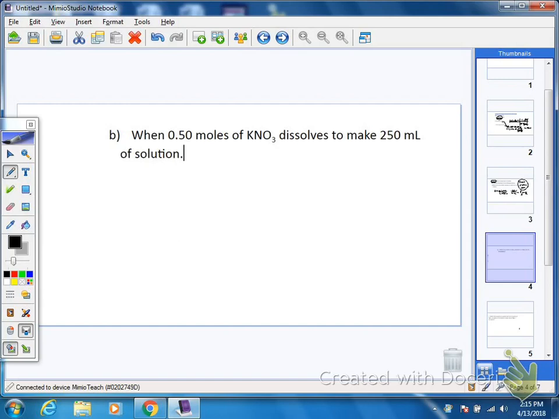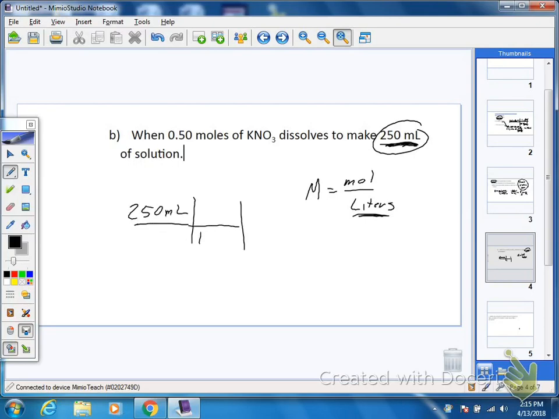This one has milliliters, and if you notice, molarity is equal to moles over liters. Well, this is milliliters. We can't leave it in that, so we'll just take 250 milliliters and get it into liters. And we know there's 1,000 milliliters in 1 liter. So that gives us 0.25 liters.